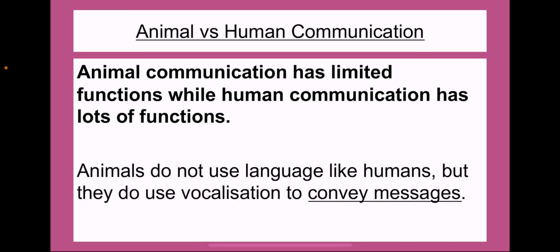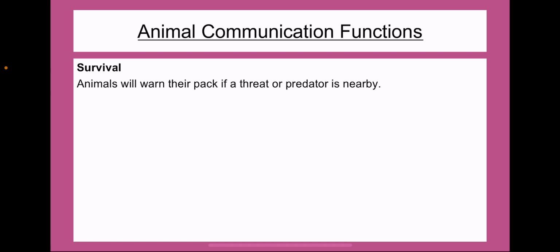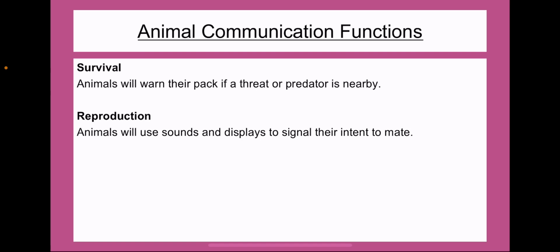In terms of what we need to know for our GCSE exam, animals do use vocalizations to convey messages, and they use these vocalizations to communicate for 4 different reasons. The 4 reasons that animals communicate are, firstly, for survival purposes. Animals will make vocalizations to warn their pack if a threat or a predator is nearby. Really clever, making a noise if something dangerous turns up on the horizon and they need their pack to run away.